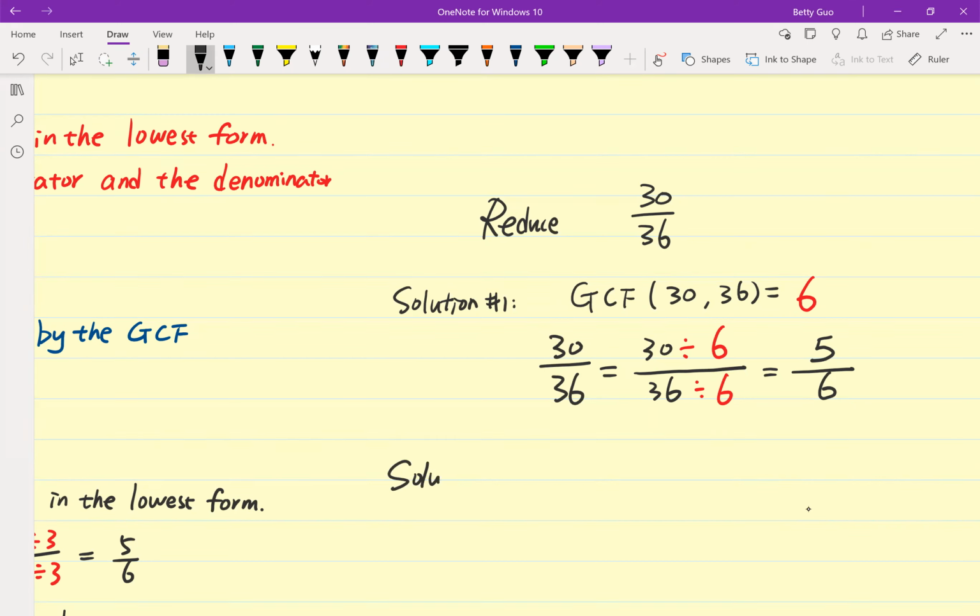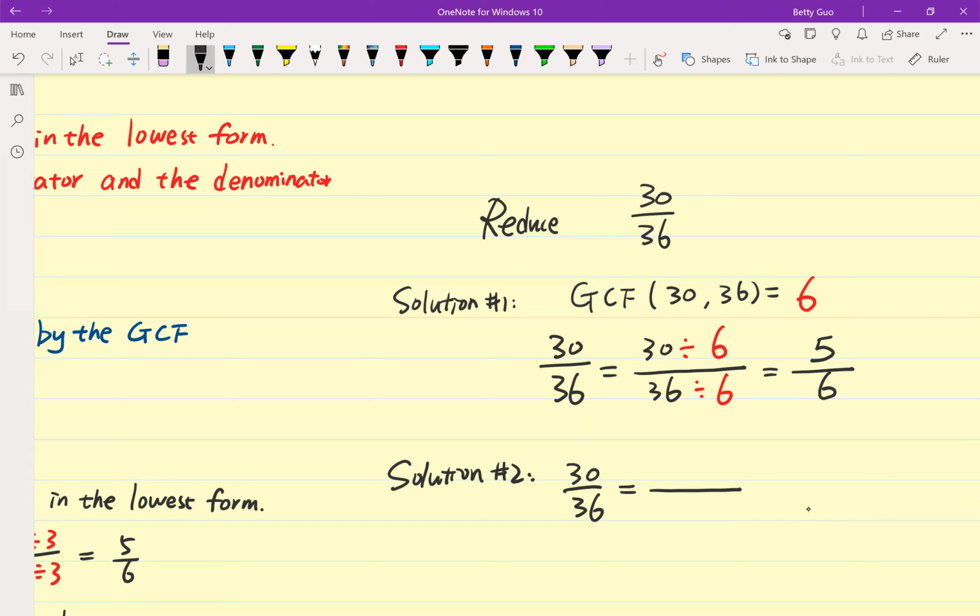And sometimes you might not want to reduce a fraction in one step. Reducing a fraction can be processed with multiple steps. The first solution, we reduce it in 1 step, right? Once we find the GCF. But actually, we don't have to do that. We can process the same procedure with more than 1 step. If you feel more comfortable that way, that'll also be good.